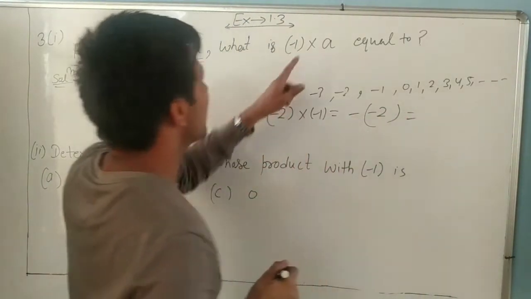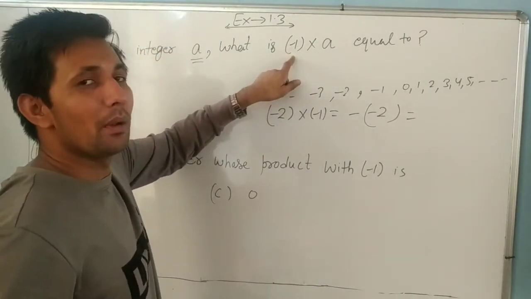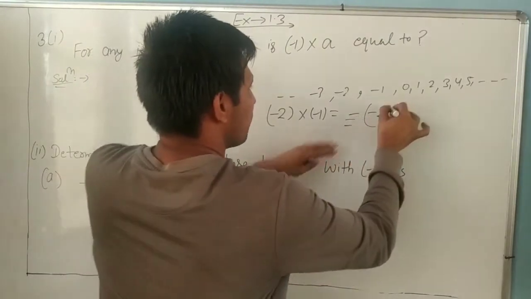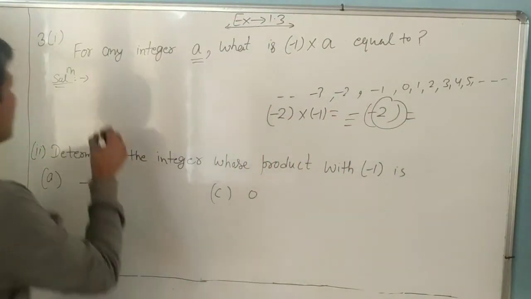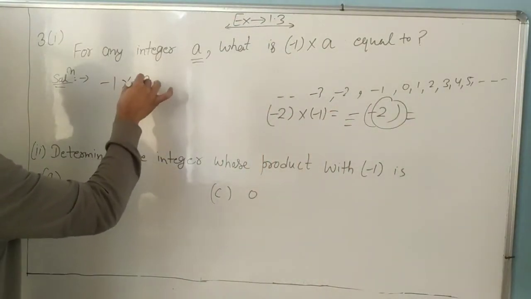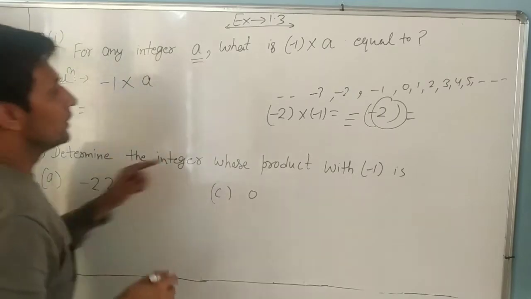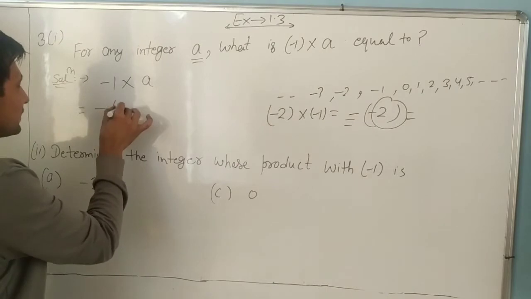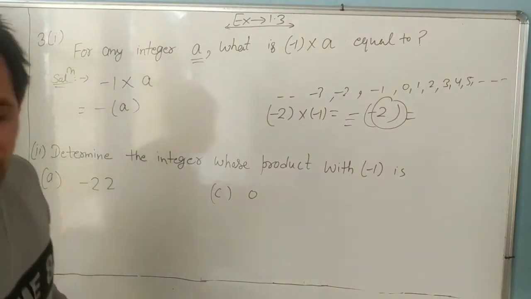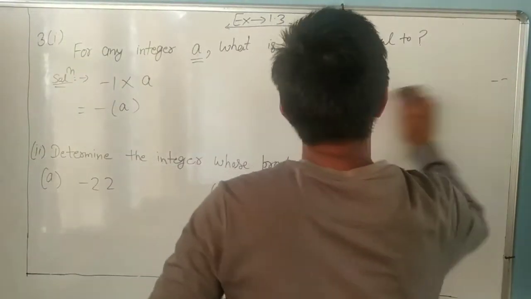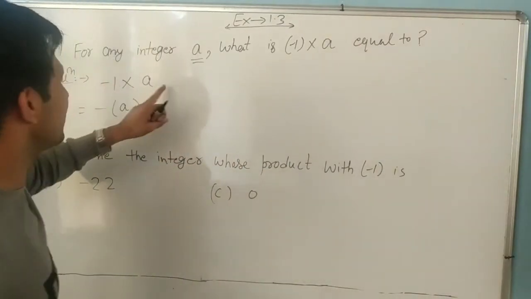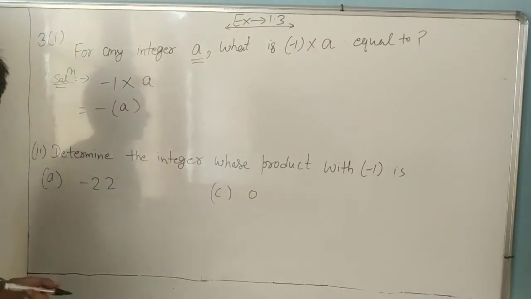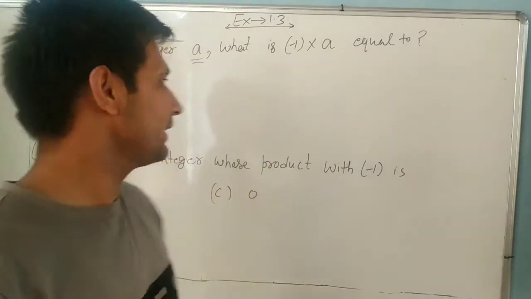So always, if we multiply minus 1 by any integer, the result is minus of that integer. Minus a into a is always minus of a. So you will write it as your answer. It is just an example. So minus 1 into a is always minus of whatever number we are writing, which is a. Understand here?